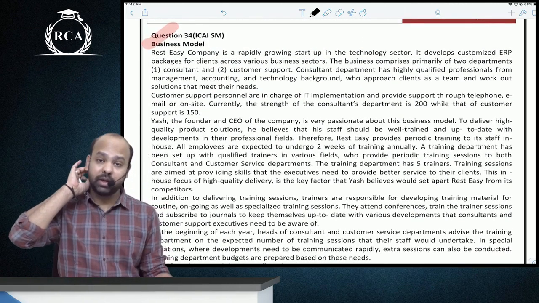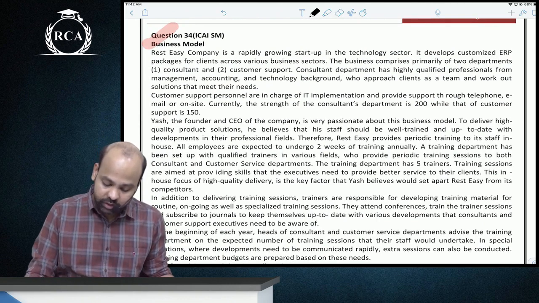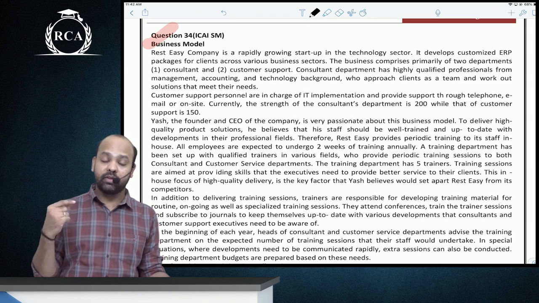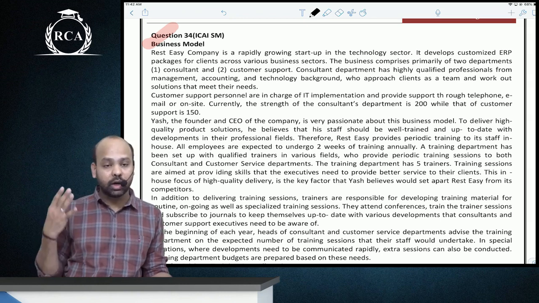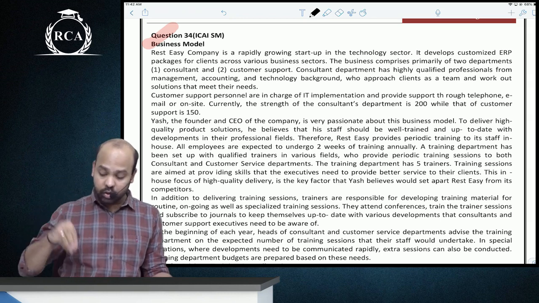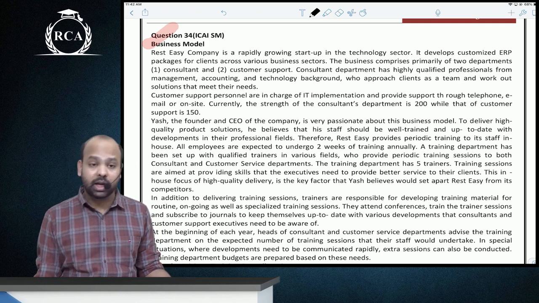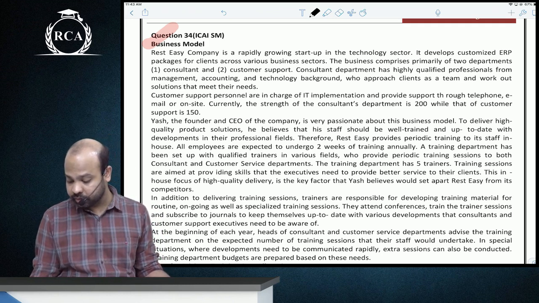Rest Easy Company, read along with me, beta. Rest Easy Company is a rapidly growing startup in the technology sector. And be attentive, guys. Be mindful of what you are doing. You're not reading just for the heck of it. When you are reading the question, think only about the question and nothing else. Be very, very attentive and concentrate on the question.